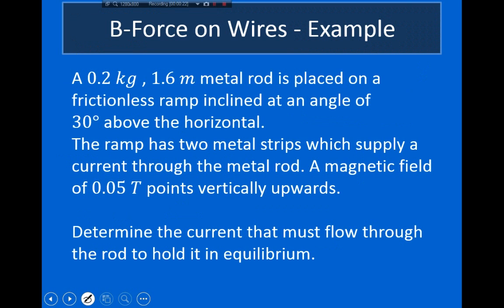And the second example says a 0.2 kilogram, 1.6 meter long metal rod is placed on a frictionless ramp which is inclined at an angle of 30 degrees. The ramp has 2 metal strips which supply current through the metal rod. A magnetic field of 0.05 teslas points vertically upwards. And the question asks us to determine the amount of current which must flow through this metal rod in order to hold it in place.